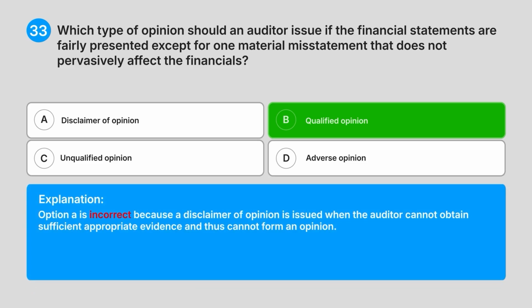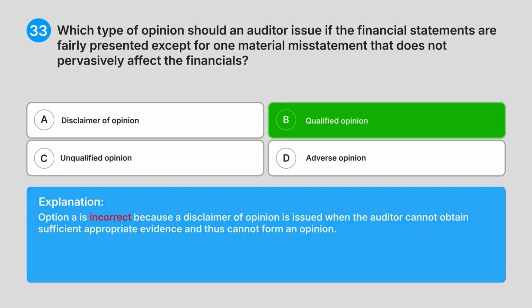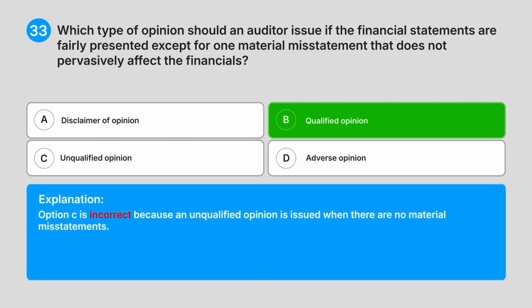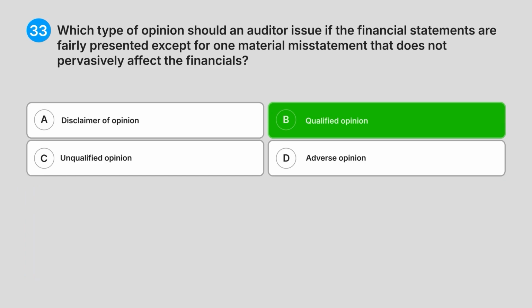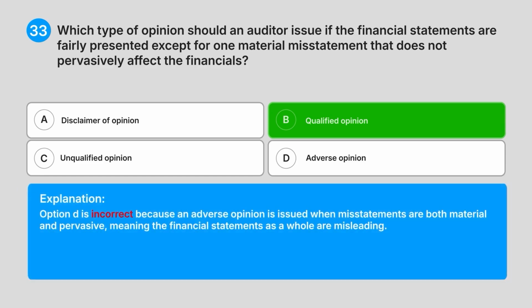Option A is incorrect because a disclaimer of opinion is issued when the auditor cannot obtain sufficient appropriate evidence and thus cannot form an opinion. Option C is incorrect because an unqualified opinion is issued when there are no material misstatements. Option D is incorrect because an adverse opinion is issued when misstatements are both material and pervasive, meaning the financial statements as a whole are misleading.